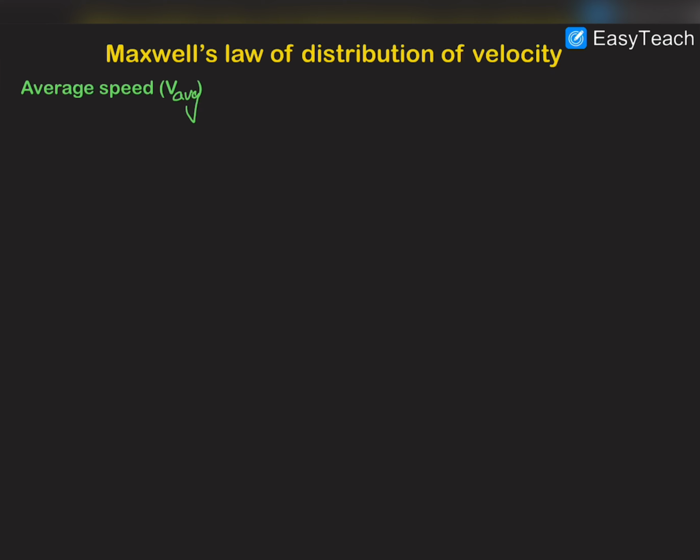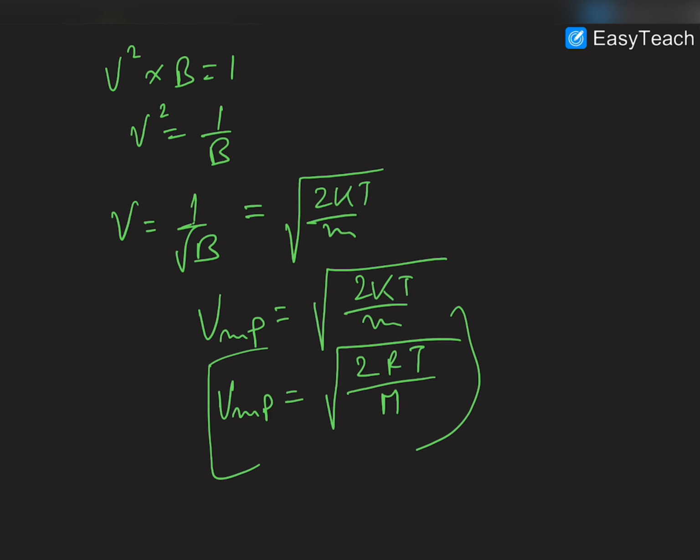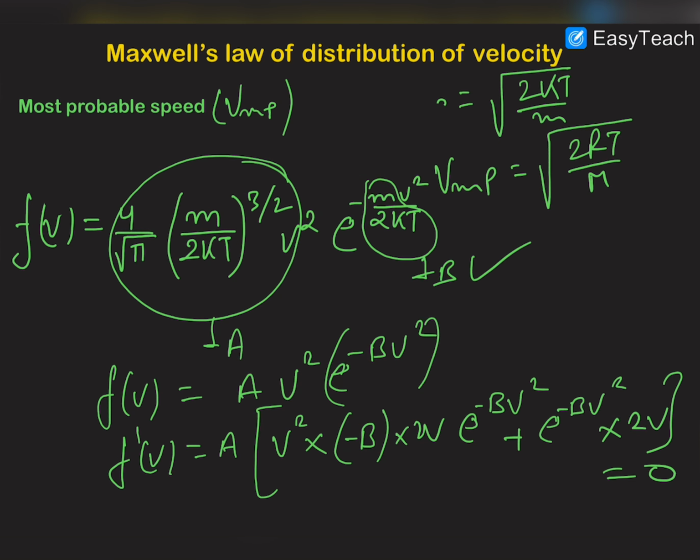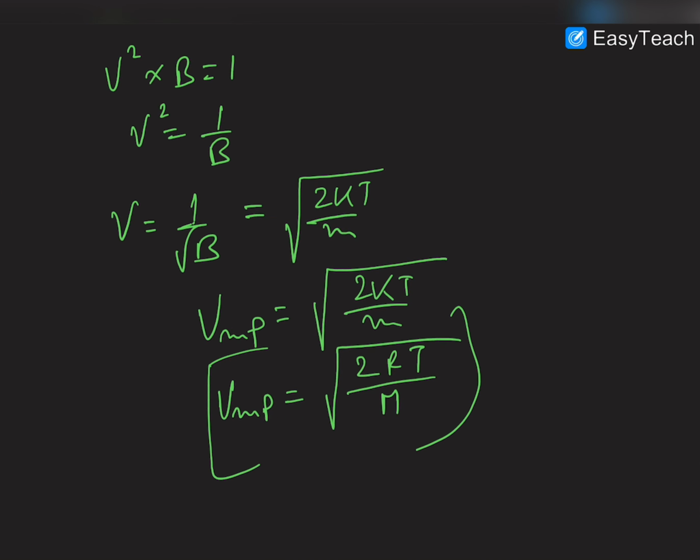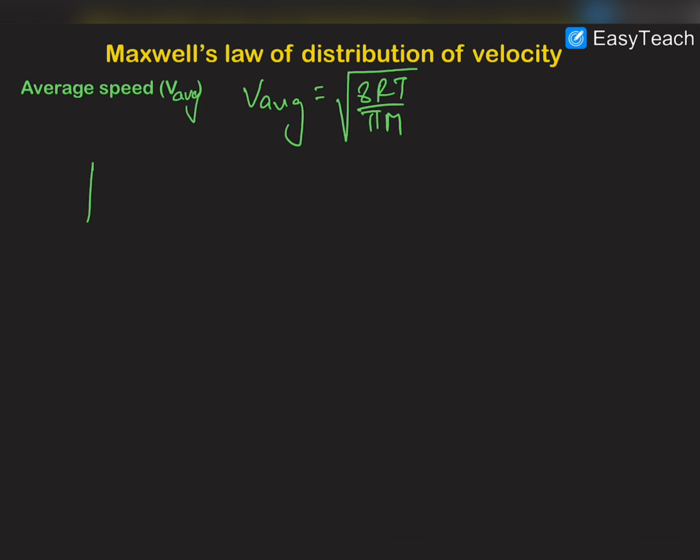Now if we move further on the average speed, V average, we already know that V average is under root 8RT by pi M, and this is capital M. So if we wish to find out this average speed, we have already written the formula: f(v) is A v square e to the power minus b v square.